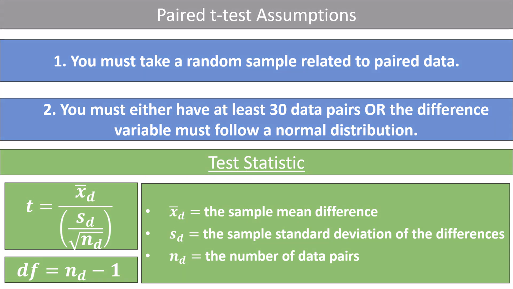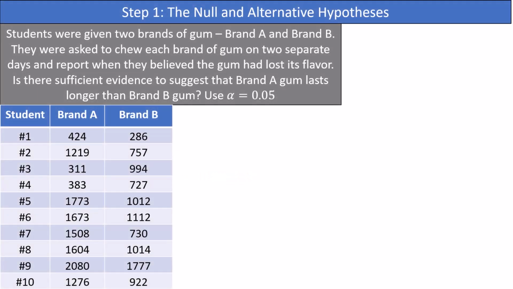All right, let's go ahead and look at an example. This example says that students were given 2 different brands of gum. We have brand A and brand B. The students were asked to chew each brand of gum on 2 separate days and report when they believed that the gum had lost its flavor. We want to know if there is sufficient evidence to suggest that the brand A gum lasts longer than the brand B gum, and we're going to use a level of significance of 5% or 0.05.